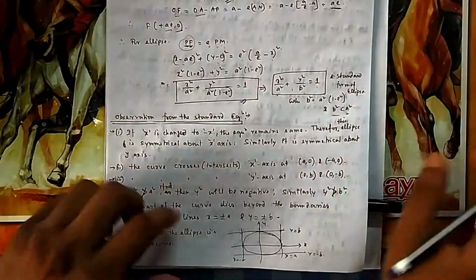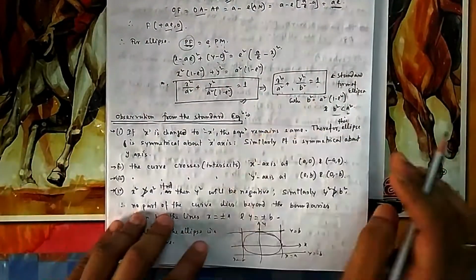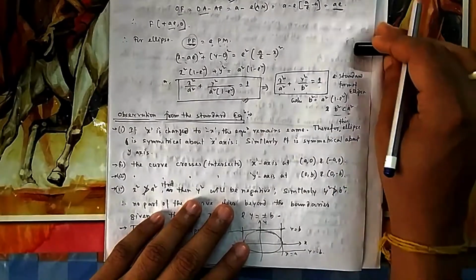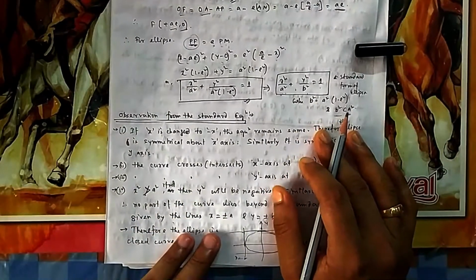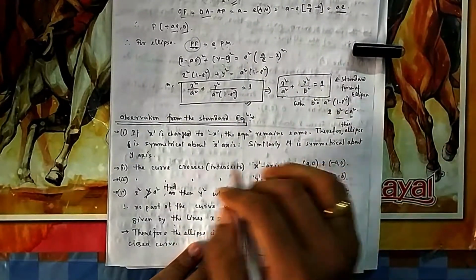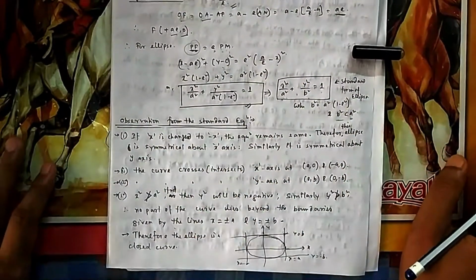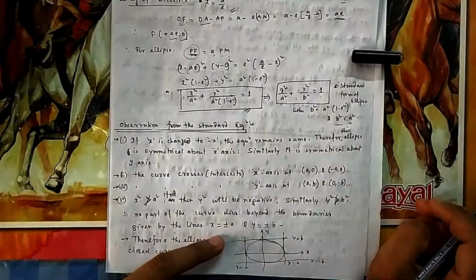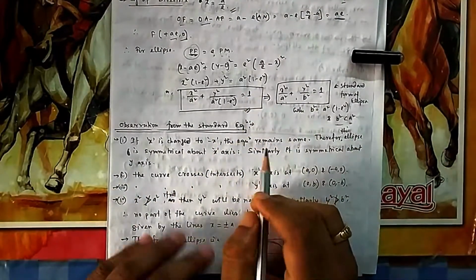So there are some observations that we can make from this standard equation. These observations are important for the functions chapter, when we are given some unknown function and we have to draw it. From the characteristics we can draw any curve you give. We can have an idea from which point it will go and how the shape will look.